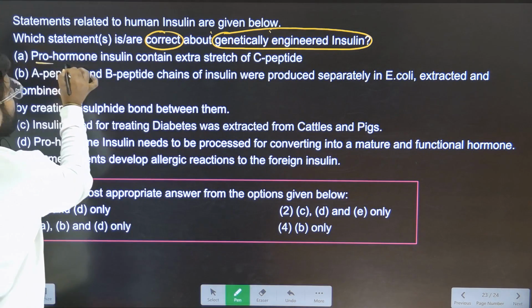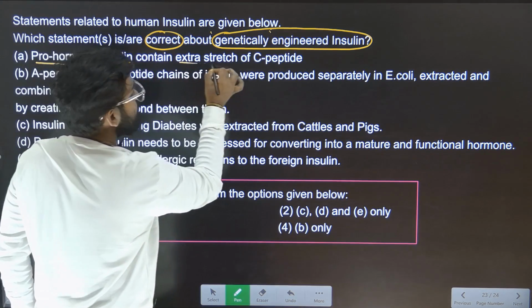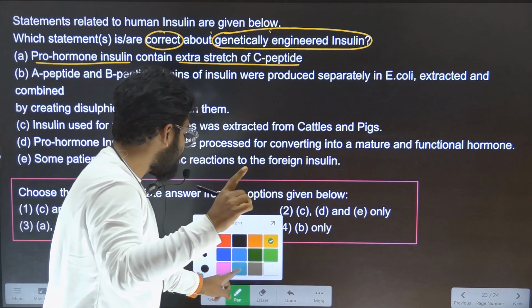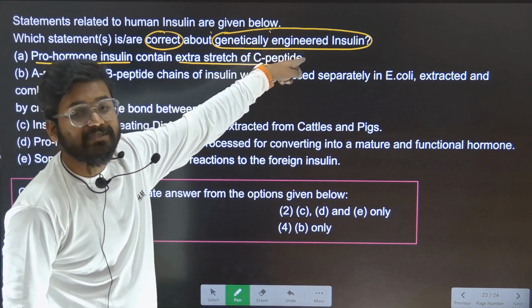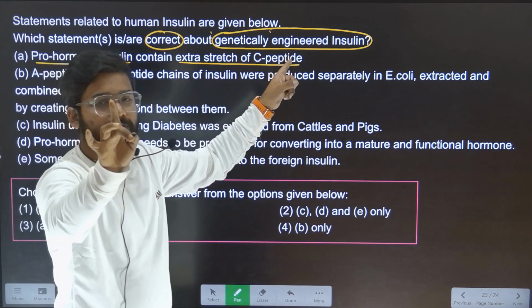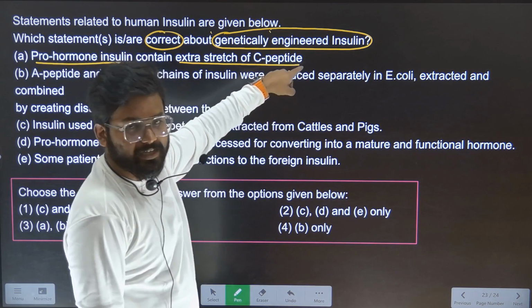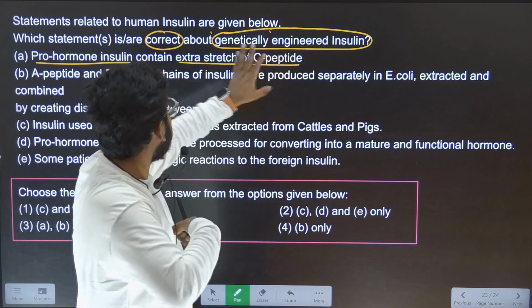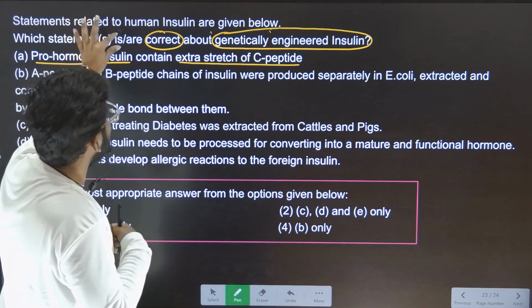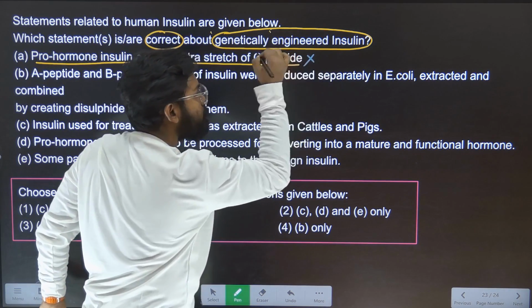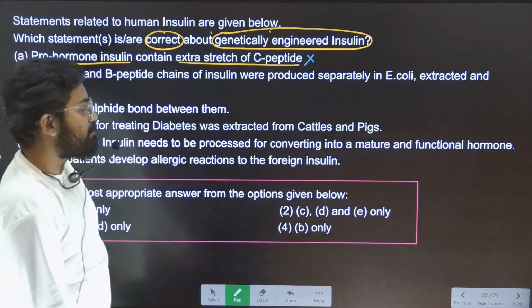First, pro-hormone insulin contains an extra stretch of C peptide. The statement is correct, but this is not relevant to genetic engineering. This process takes place inside the body. Are you getting my point? This statement is correct. This is a physiological process that takes place inside the body. But the question asked which statement is correct about genetically engineered insulin. That's why it would be wrong. Clear? The statement itself is correct physiologically.